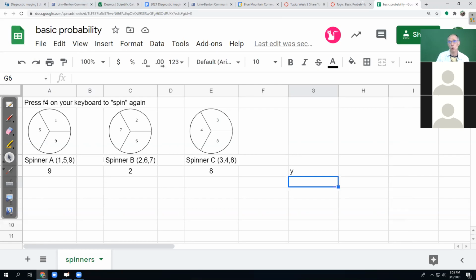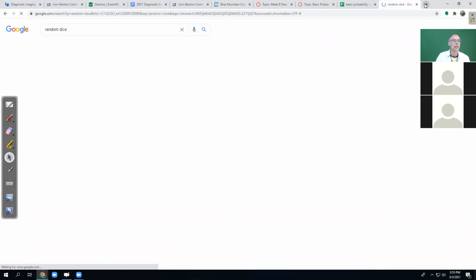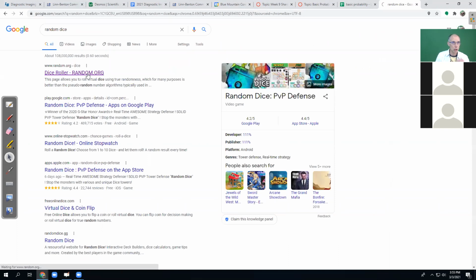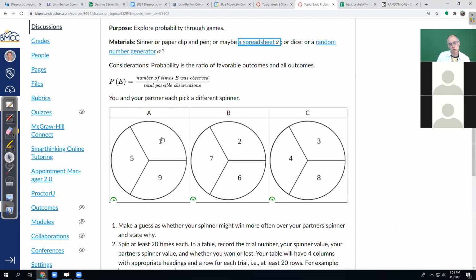Another option is to actually just roll a real dice. So let's go back to random dice. Maybe I use the random.org one, or maybe the Google one. I'm just going to roll one dice. Since there are 6 numbers on the dice, if I get a 1 or a 2, that's my first number. If I get a 3 or a 4, that's my second number. If I get a 5 or a 6, pick my third number. So for whichever spinner you have, if I rolled a 2, I would get a 3. If I rolled a 3 or a 4, it would be a 4. If I rolled a 5 or a 6, it would be an 8. So that could work.